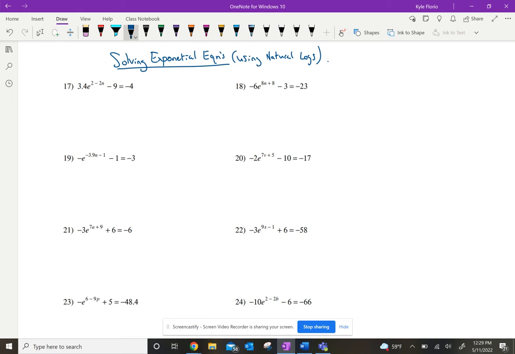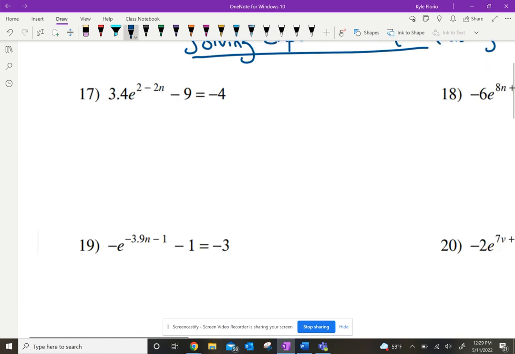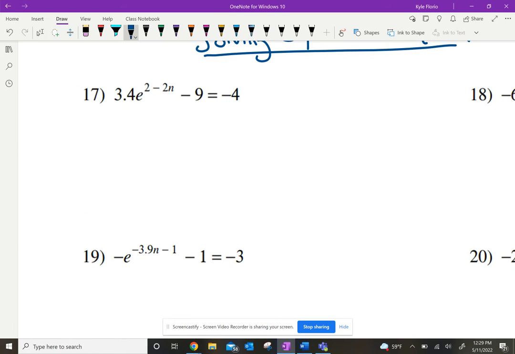Hey guys, I want to do a couple of examples of just solving exponential equations, which is probably something you haven't done since Algebra 2, if at all. So I'm going to do 17, 19, and 21, and then I'm going to have you guys try 18, 20, and 22 in class. But the idea here is, well, copy down the problem.